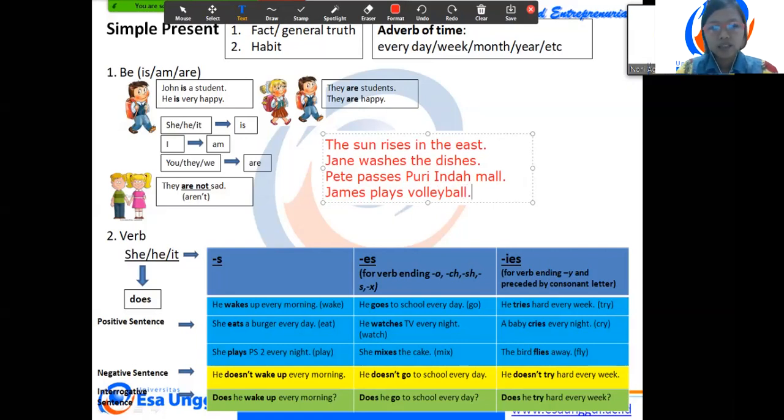And then for the negative, you just put does and not. For example, he doesn't wake up. So not wakes, but wake because it's already does. And then for the interrogative, you can say, does he wake up every morning? If yes, you can say, yes, he does. If no, no, he doesn't.